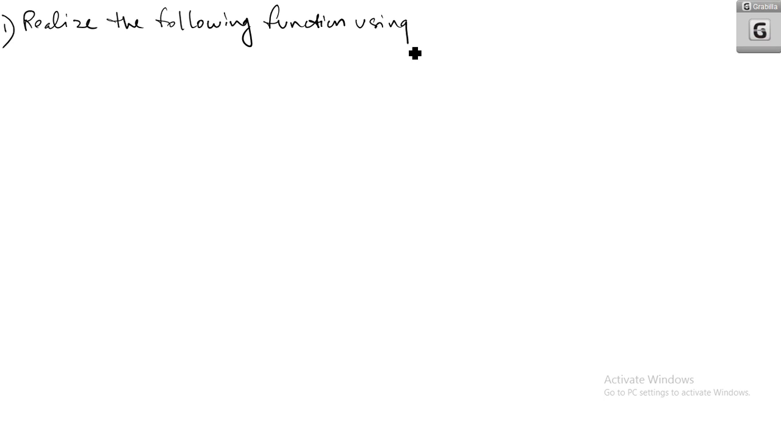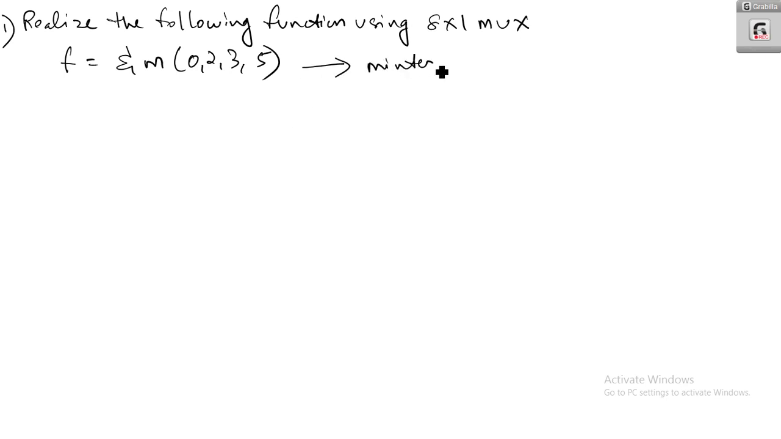So coming into an example, the question is: realize the following function using an 8x1 multiplexer. The function is given as f is equal to sigma m 0, 2, 3, 5. That is the function. Now this is given in min-term expressions or SOP form, sum of products form.